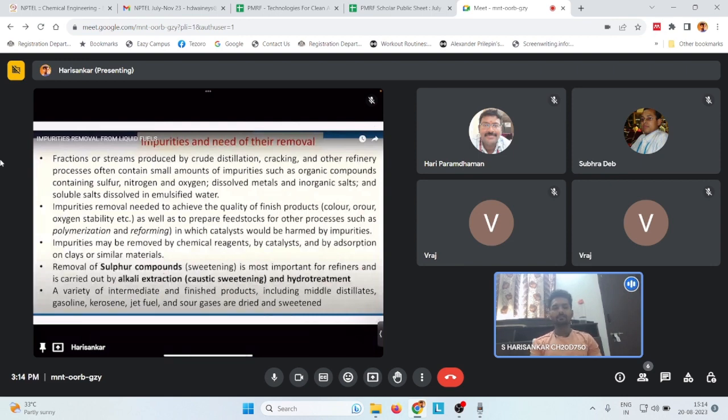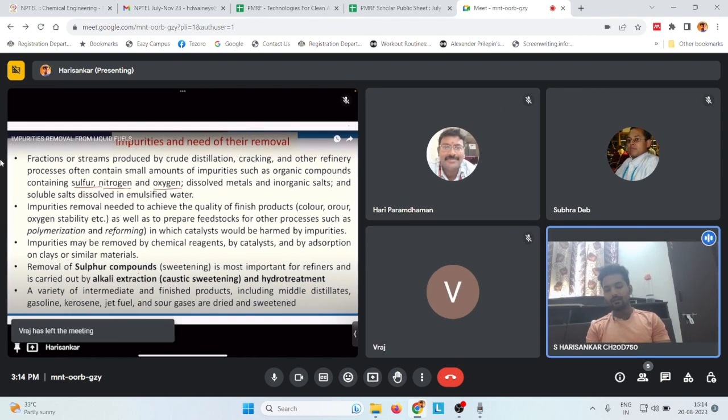The various kinds of impurities that are present in petroleum or crude oil are sulfur, nitrogen, oxygen, and metals, and also inorganic salts and water-soluble salts, that are present in the crude oil when we drill them out from the earth's surface or from under the sea. So we need to remove these impurities, mainly to achieve the quality of the finished products.